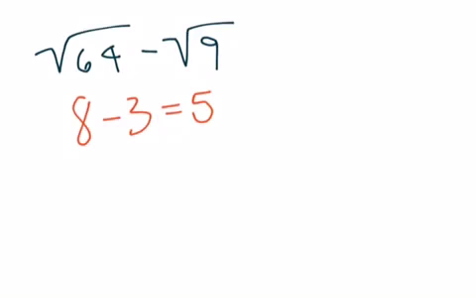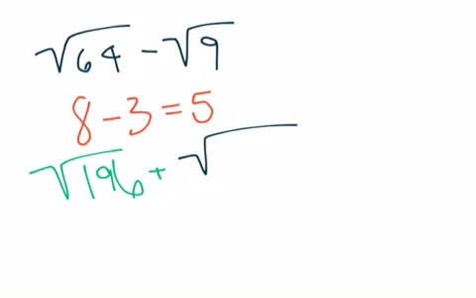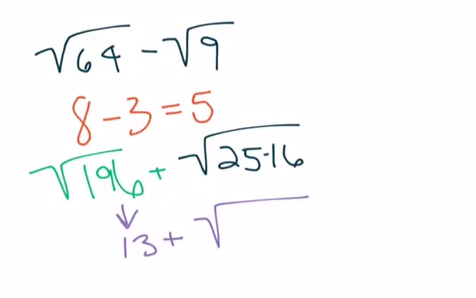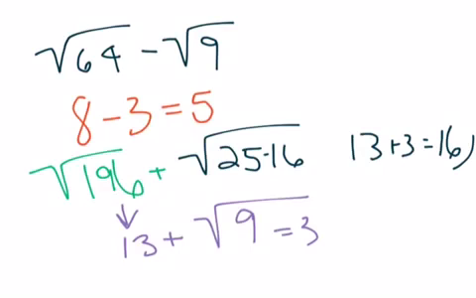Let's do this one. This is a good one. Square root of 196 plus the square root of 25 minus 16. Okay? So we know the square root of 196 is going to be 13, because we're super smart, plus the square root of 25 minus 16. So 25 minus 16 we know is 9. The square root of 9 is going to be 3. So we have 13 plus 3, which equals 16. Okay?